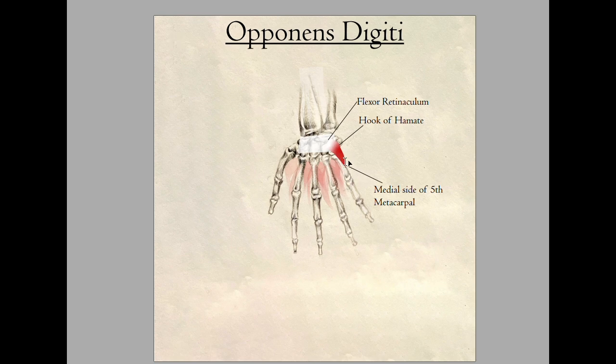rotation. This metacarpal needs to be slightly rotated inwardly, or slightly rotated, how should I say, laterally, okay? It needs to be slightly rotated to face towards the thumb so that it can assist with that opposition. That's why it's attaching on the medial side of the metacarpal and pulls it also into flexion. So opposition is a combination of flexion, abduction, and rotation, okay?